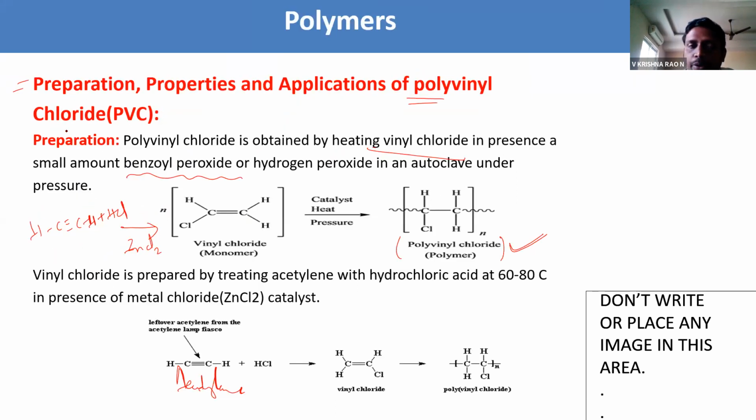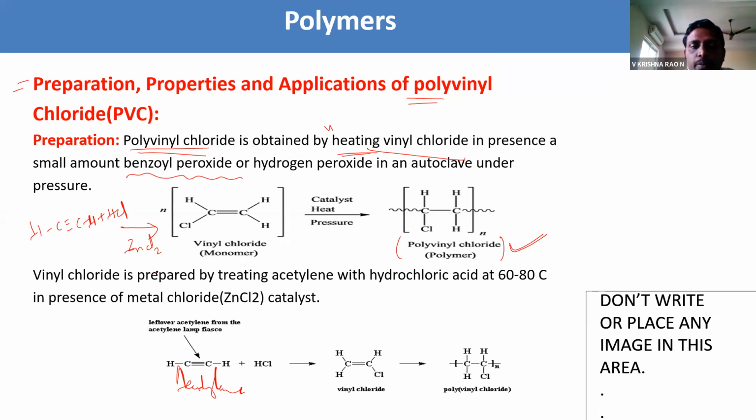First one, PVC. How are we going to prepare polyvinyl chloride? Polyvinyl chloride is obtained by heating vinyl chloride in the presence of a small amount of benzyl peroxide or hydrogen peroxide in an autoclave under pressure.